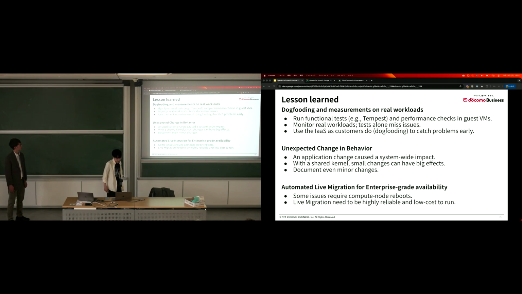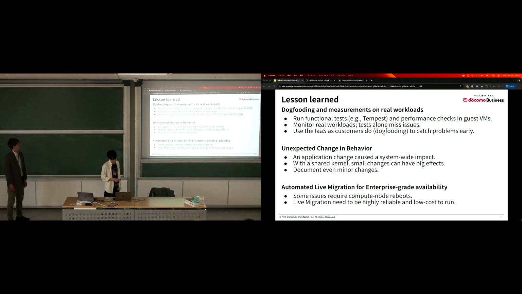Next, unexpected behavior changes. Small changes at the application layer led to system-wide impact. On each compute node, the OpenStack service, monitoring agent, and customer VMs all run on the same Linux kernel. As engineers, we need to keep that in mind. In release testing, we should look beyond functional correctness and watch for subtle behavioral shifts as well.